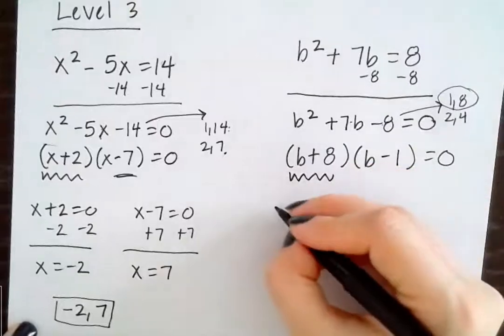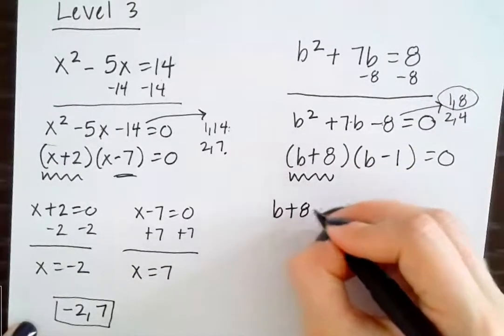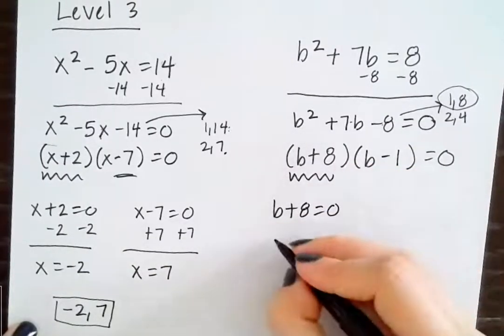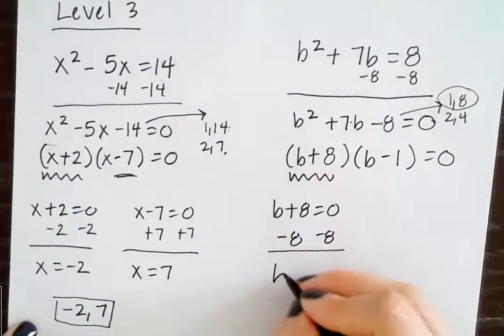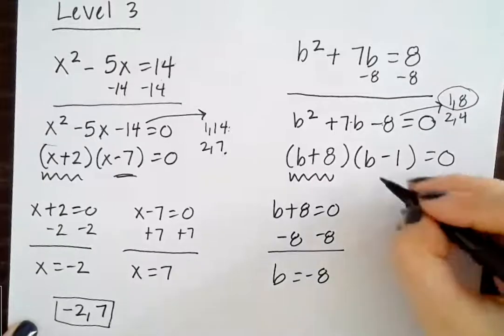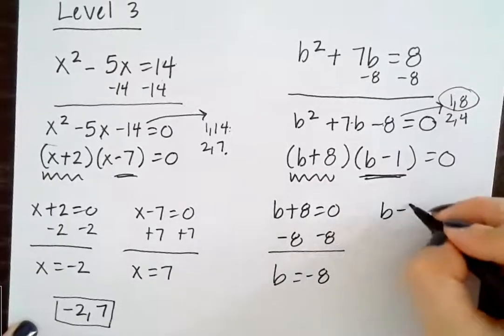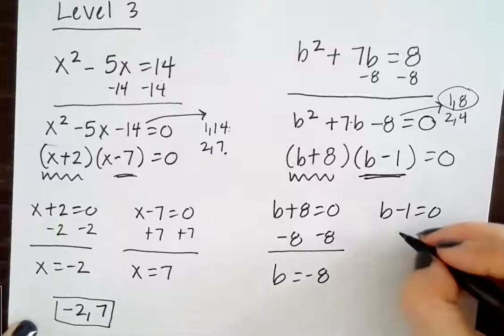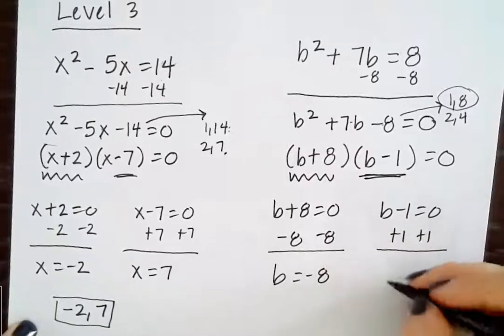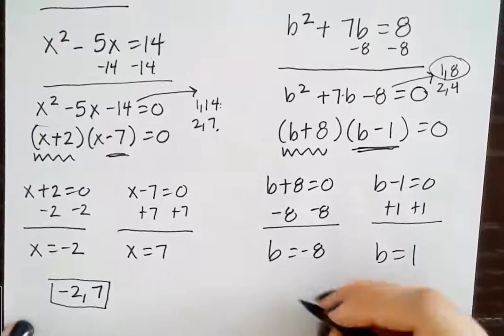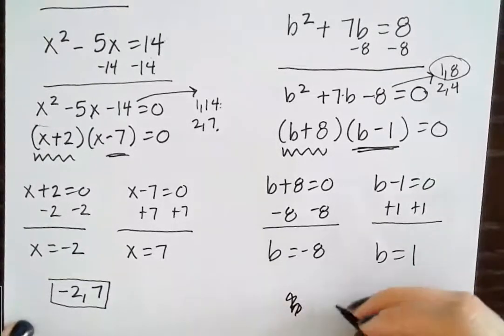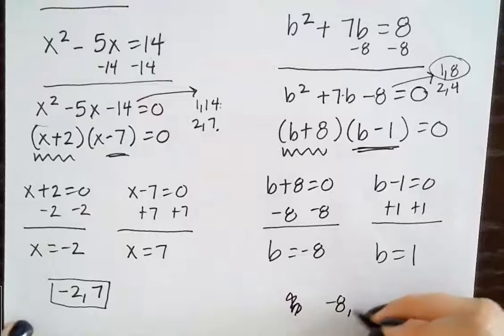Now set both of your factors equal to 0. Then we want to get b by itself. So b equals negative 8. Do the same thing with our b minus 1. Add the 1 over. B equals 1. So our answer, oops, sorry guys. Our answer is negative 8, 1.